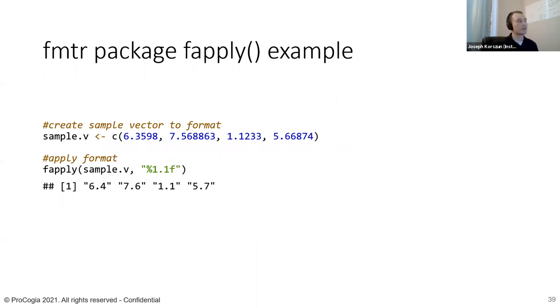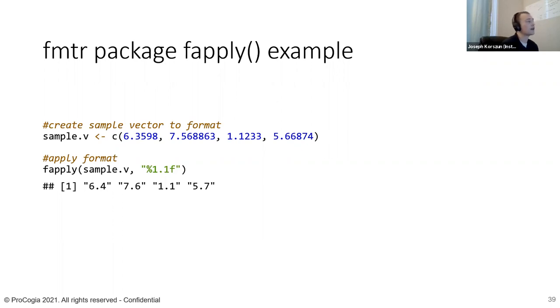Okay, so this is the formatter package. This is the fapply example. What we're doing here is creating a sample vector called sample.b. And we're concatenating those arguments here. And you can see all of the precision of these decimal points are different, right? So they vary a little bit here.